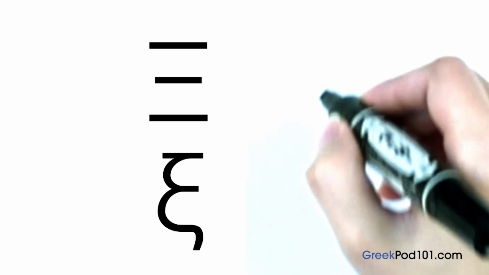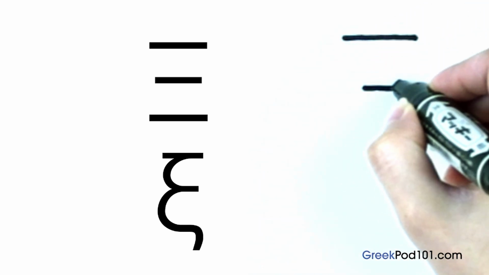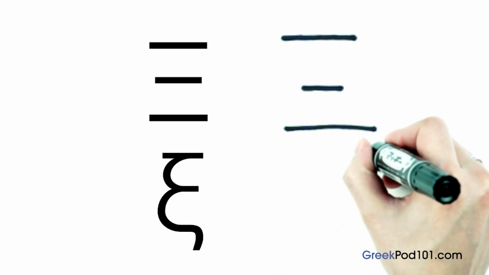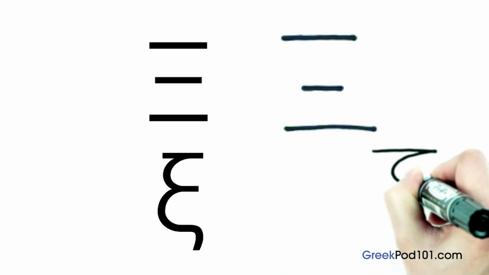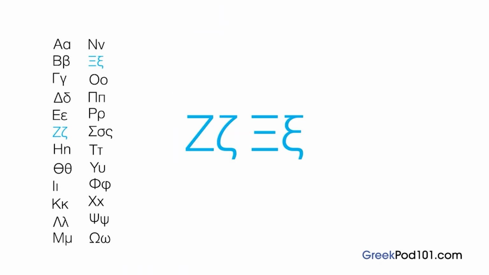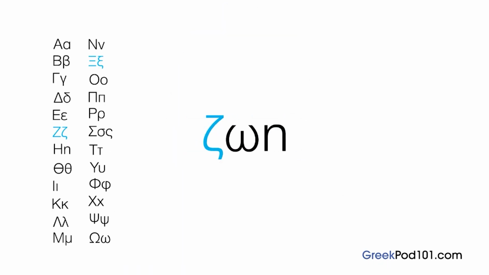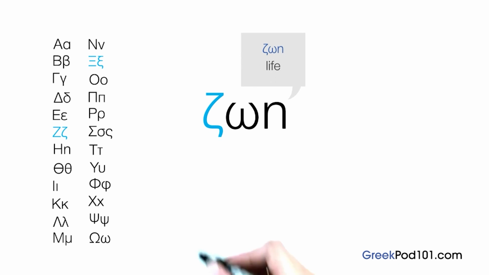Let's do it again. Here's the uppercase form. And here's the lowercase form. There you go! Now you know all the letters! Let's reinforce with some sample words. The first word today is zoe, meaning life. An important word, don't you think? Let's write it.